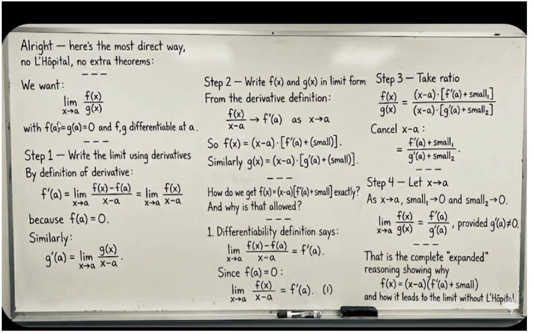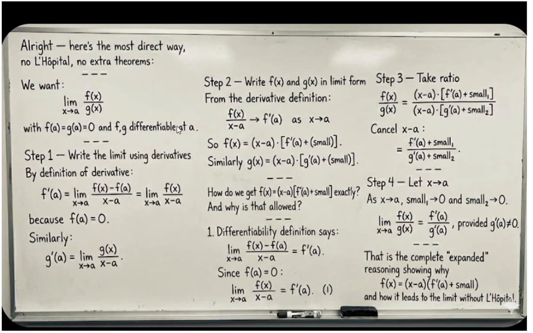Even though as x tends to a, f of a is equal to 0 and g of a is equal to 0, we get a 0 by 0 form. Even so, if this condition is satisfied, that f and g are differentiable at a, why is there no necessity of L'Hopital's rule and extra theorems? Very simple logic. Write the limit using the derivative.